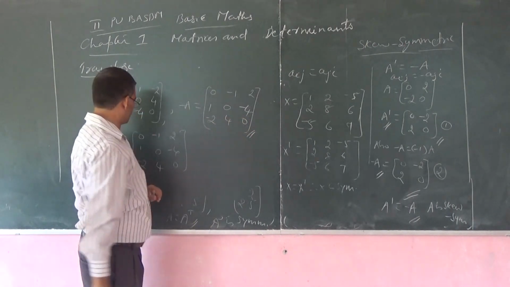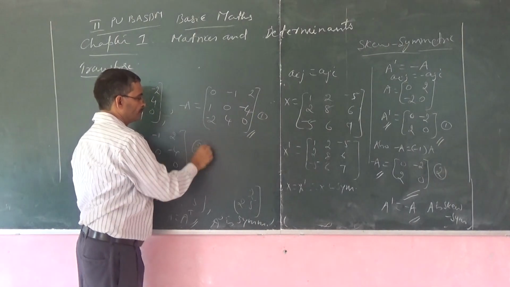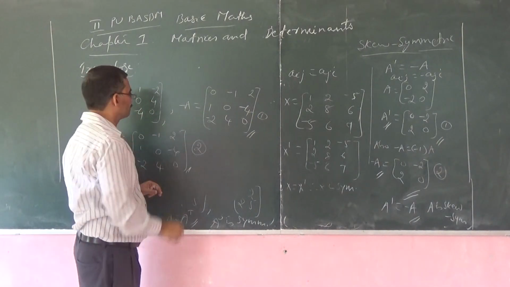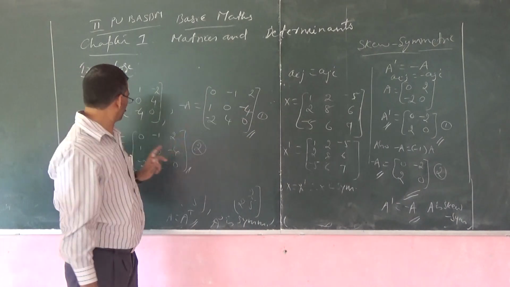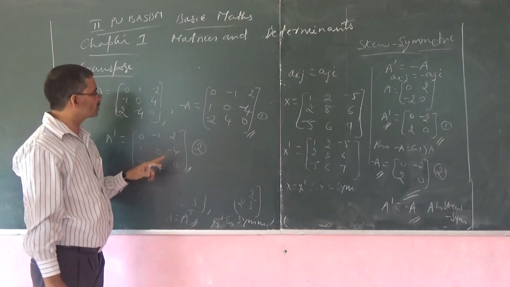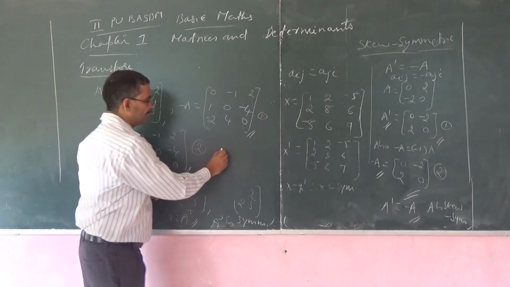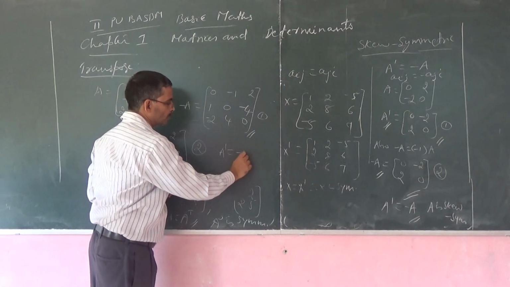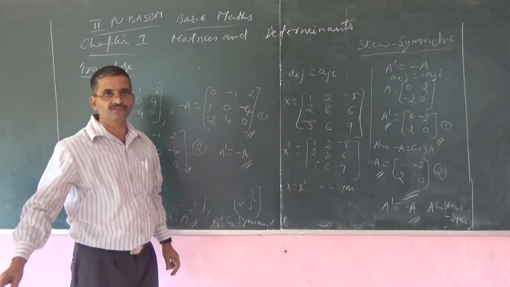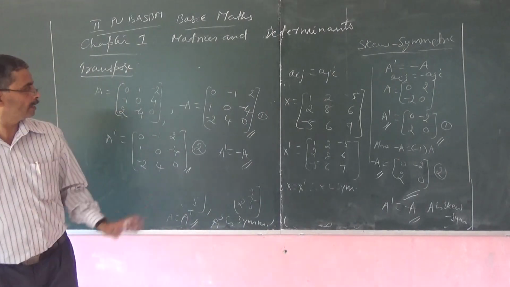So this is minus A, this is A dash. Compare now 1 and 2, A dash and minus A. Minus A is 0, minus 1, 2. A dash also 0, minus 1, 2. 1, 0, minus 4. Minus 2, 4, 0. So I can say that A dash equal to A transpose equal to minus A. Therefore, A is skew symmetric. Again observe here.